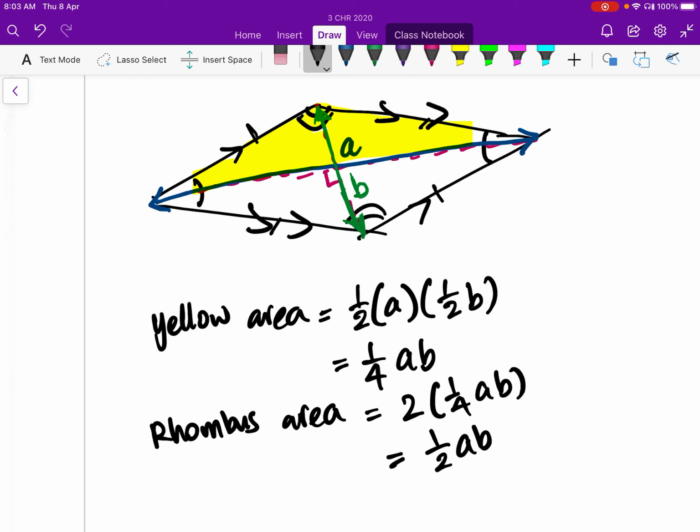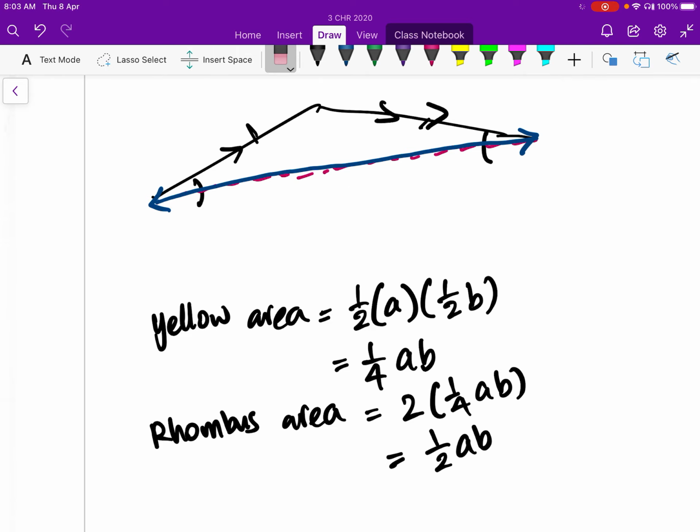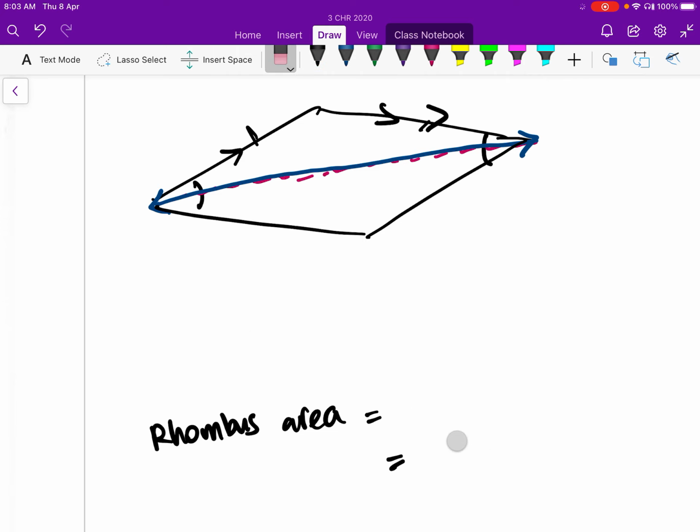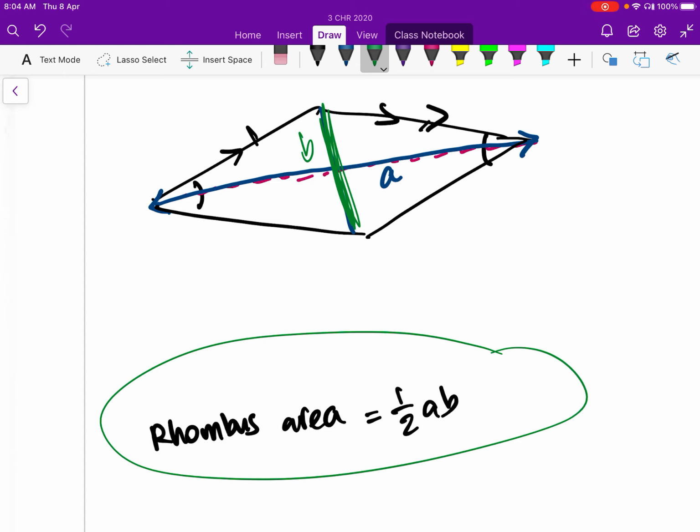This derivation, how we get this formula, no need to memorize. I'm showing you now so that it's easy for you to accept, rather than me telling you. Okay, for rhombus, the formula, area of rhombus, is just half AB. Then where is A, where is B? Well, this is our A, and this is our B. Yeah, that is how you can memorize it. Half times the diagonal, A times B.